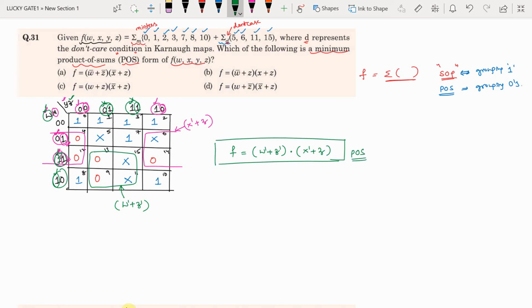It is represented by the Boolean function given in POS form. If it is asked in SOP form, we group all the ones along with don't cares if required. So coming to the answer for this question, option A is W dash plus Z dash, product X dash plus Z. This is matching with the answer. So we conclude that option A is correct and the remaining options are incorrect.